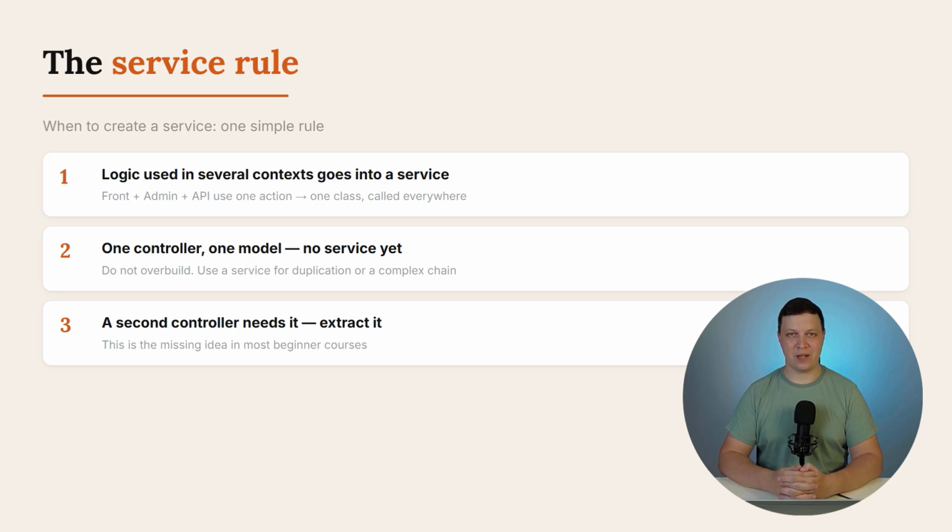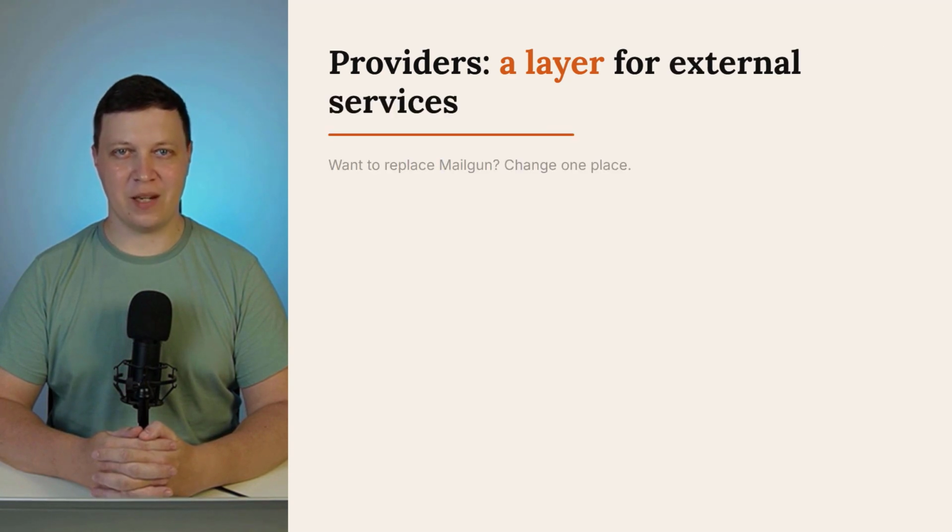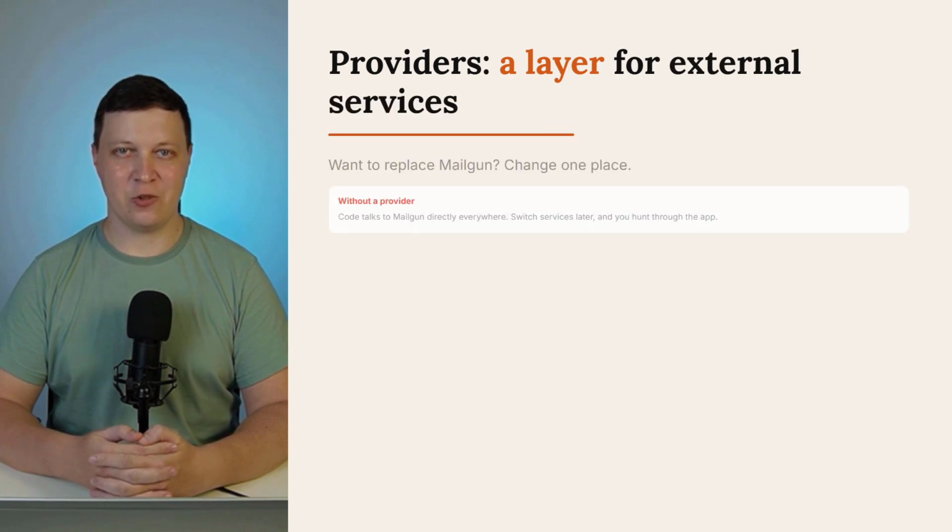Last key piece, providers. This is about connecting external services. Imagine you wired up email sending through Mailgun. 6 months later, you decide to switch to a cheaper provider. If your code calls Mailgun directly all over the place, you have to find all those spots and rewrite them. In a large application, that's a real problem.